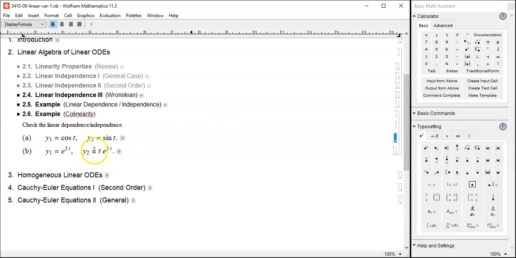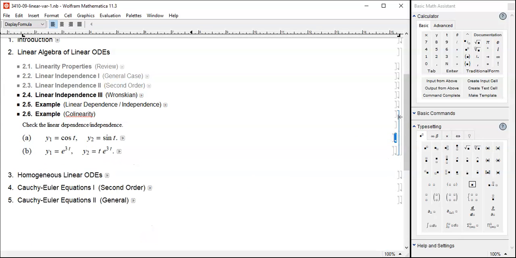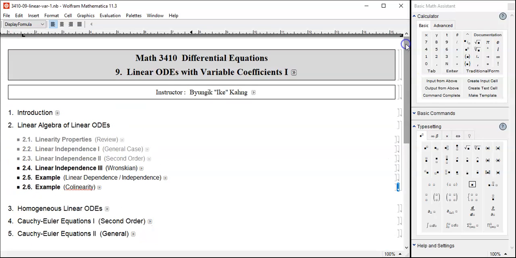A lot easier way is to check if one function is constant times another. They're different. Clearly they are different. If you take the ratio, you have sine over cosine, which is tangent, not constant. So collinearity is very useful.